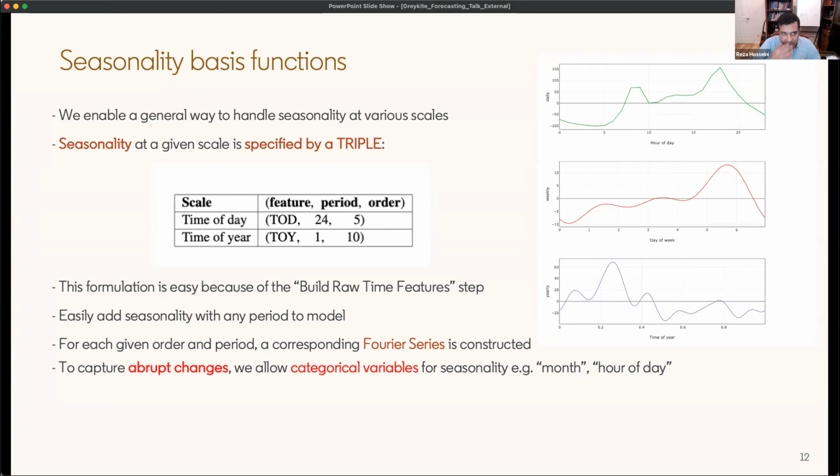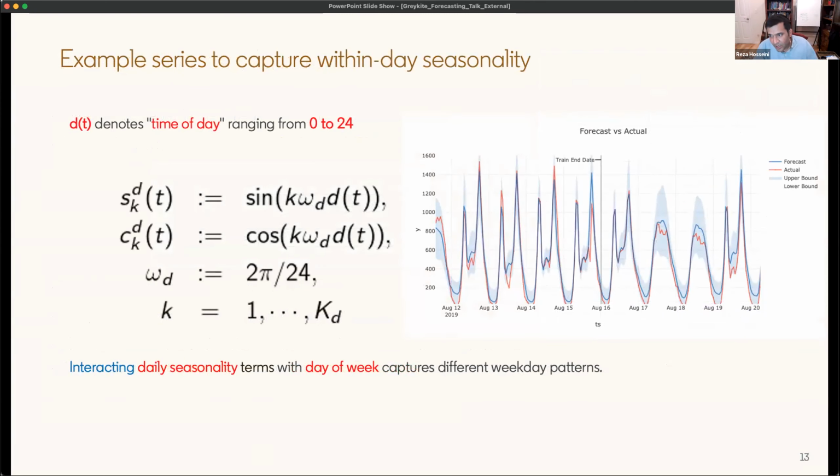And sometimes you still want to use categorical variables if it's too chaotic, or if the pattern has very high peaks and so on. With Fourier series, you may need a very large order. So sometimes you want to allow for some categorical variables in this context. And this is just the math. I won't get into it, but this is basically the Fourier series for the time of day.